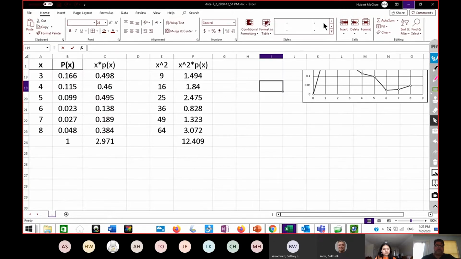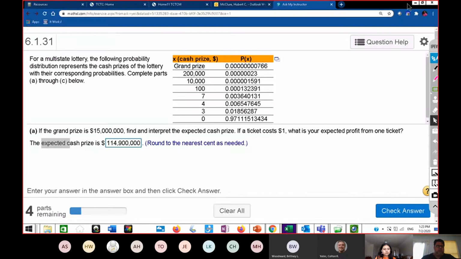Now let's see what this question's asking. It says if the grand prize is 15 million, find and interpret if the ticket cost $1, what is your expected profit? Well, this is kind of like the life insurance question. Let me see if they do the same thing. Yeah, I did that. And there it is. We got 0.29, I think. So this means that on average, you will win 0.29 per lottery ticket.